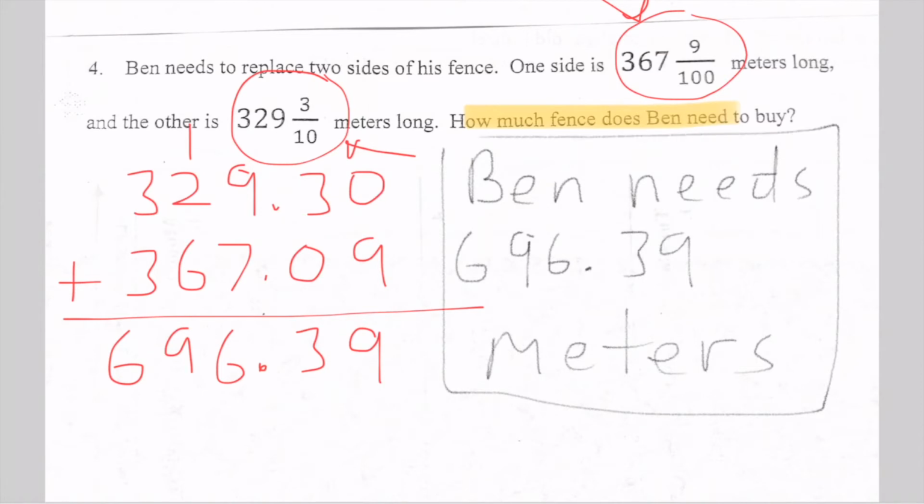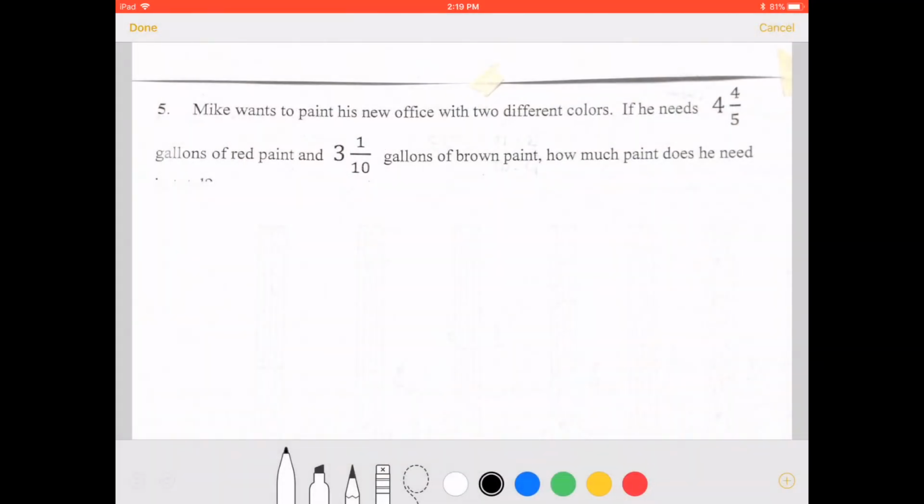So this was a good example of where changing a mixed number into a decimal actually made the problem easier. Let's take a look at this problem. Number 5. Mike wants to paint his new office with 2 different colors. If he needs 4 4/5 gallons of red paint and 3 1/10 gallons of brown paint, how much paint does he need?